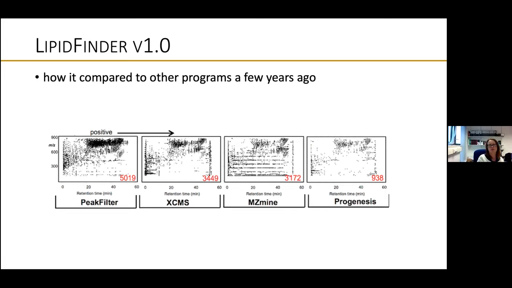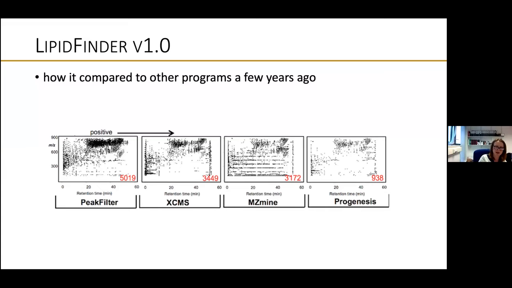So how did this compare to other programs a few years ago? Around 2017, we ran a comparison. Peak filter on the left is LipidFinder, compared with XCMS on its own, or MZMine, or Progenesis. Here we're not running it after XCMS, we're just running it on its own. You can see each of these programs gives very different outputs. For example, MZMine in the middle has loads of horizontal lines of ions that just haven't been removed, and that's a sign of bad cleanup as far as we would say.